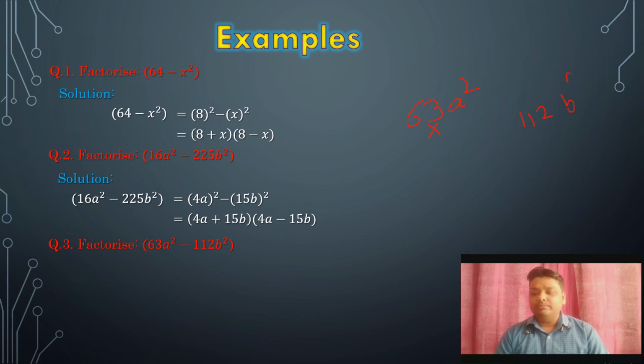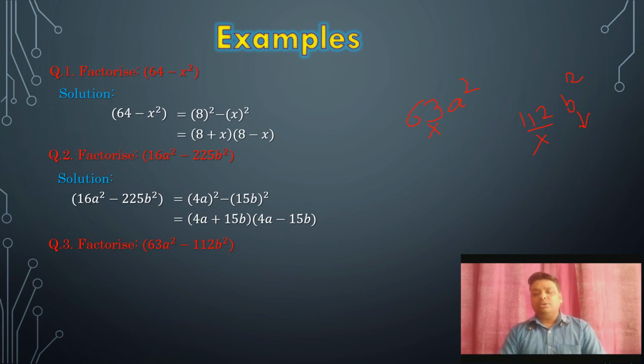112b square. Now b square is the square of b, but 112 is not. Then in this case we will find the common factor, because the constant terms are not the square of any number. So we will find the common factor between 63 and 112. You can also find the HCF, the highest common factor.